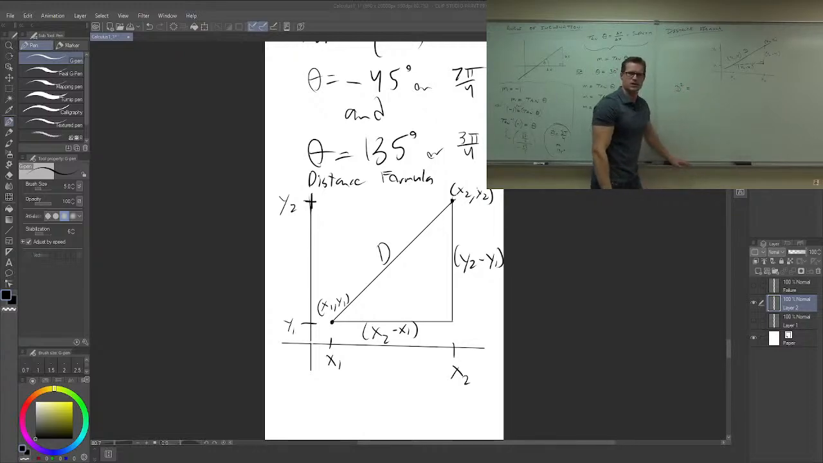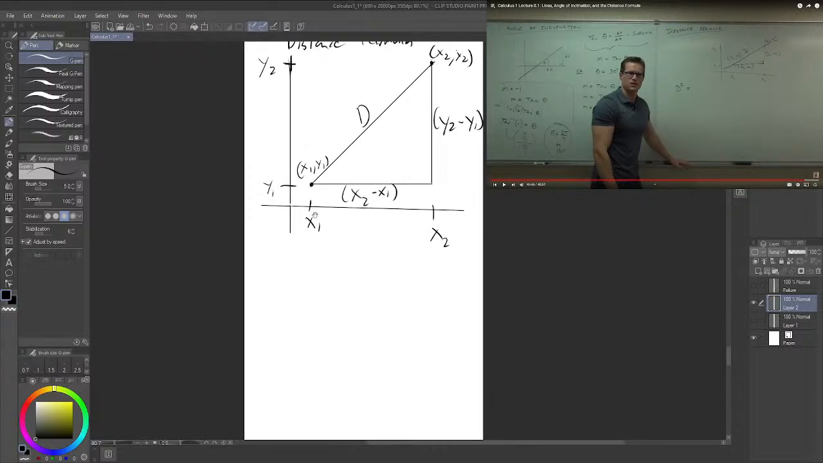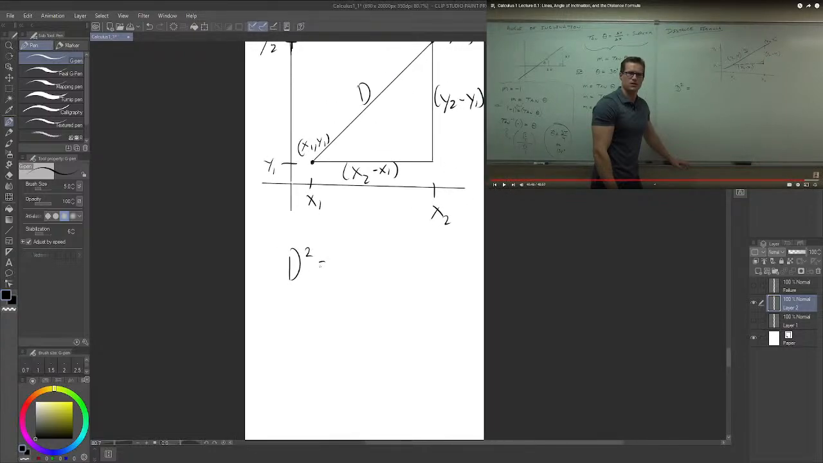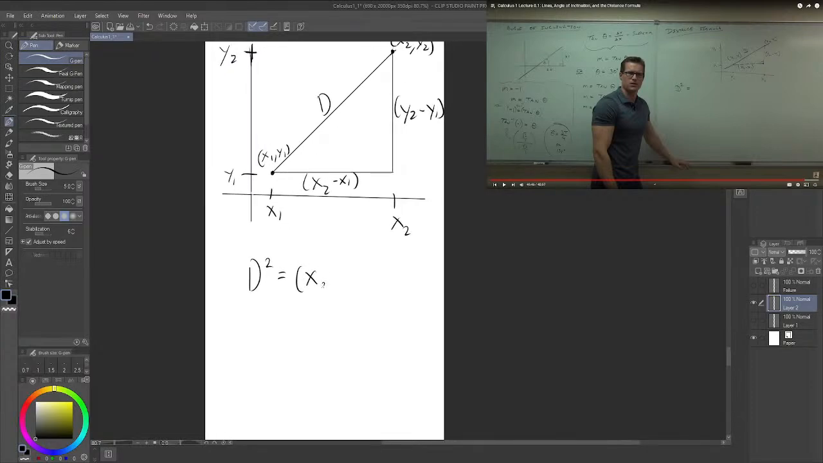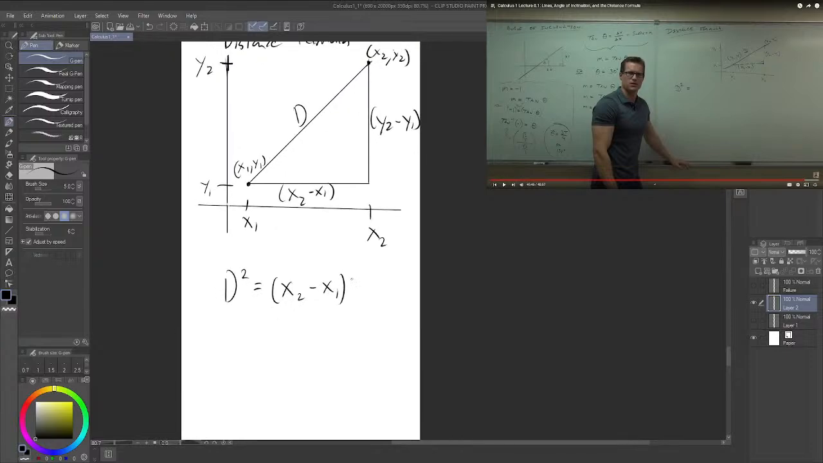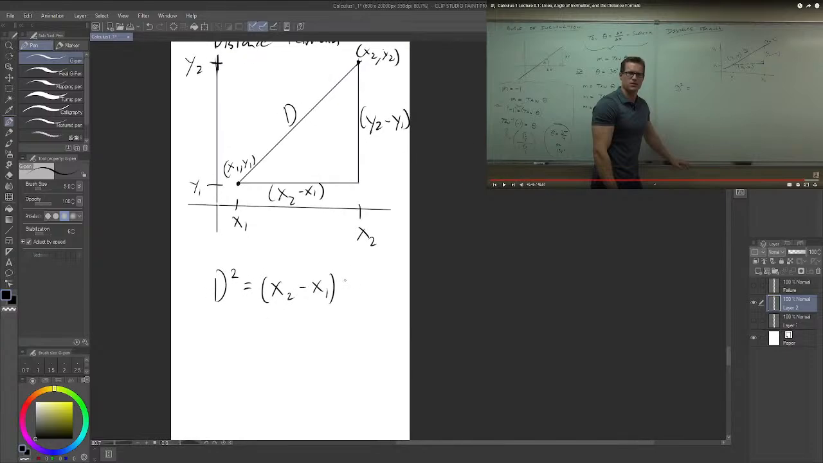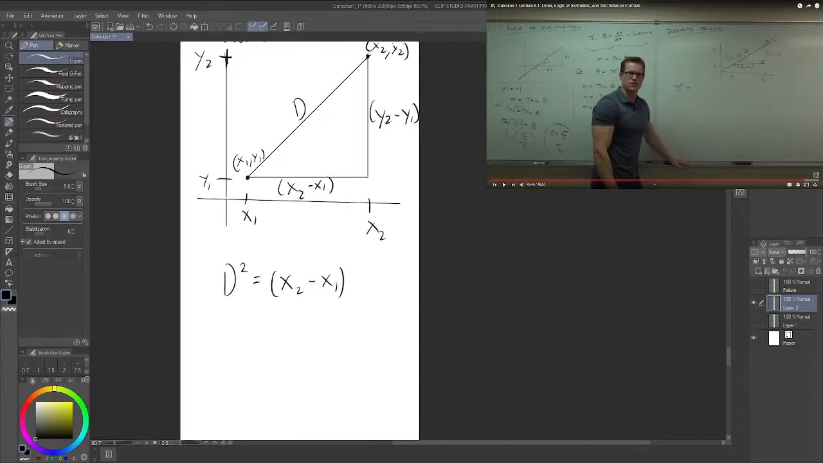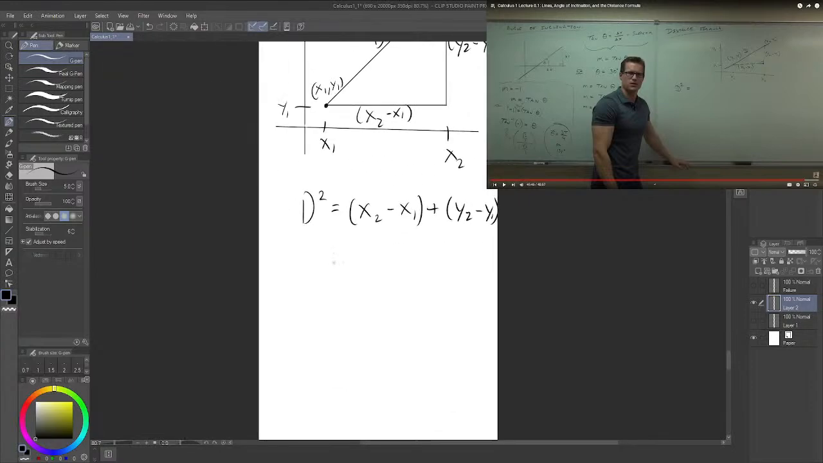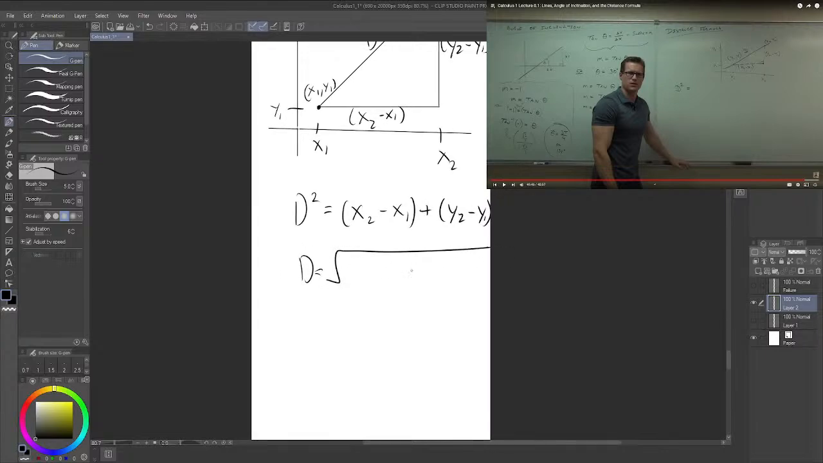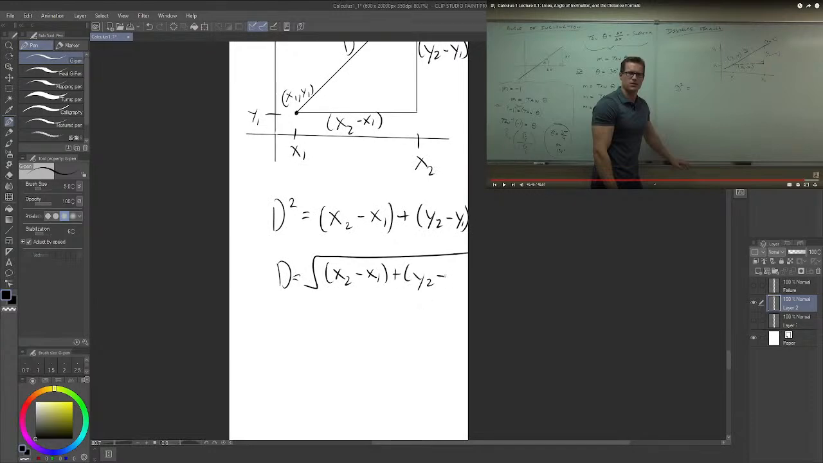What does the Pythagorean theorem say? So d squared equals x2 minus x1, squared. A squared plus b squared equals c squared, so plus y2 minus y1, squared. d equals the square root of this, so x2 minus x1 plus y2 minus y1.